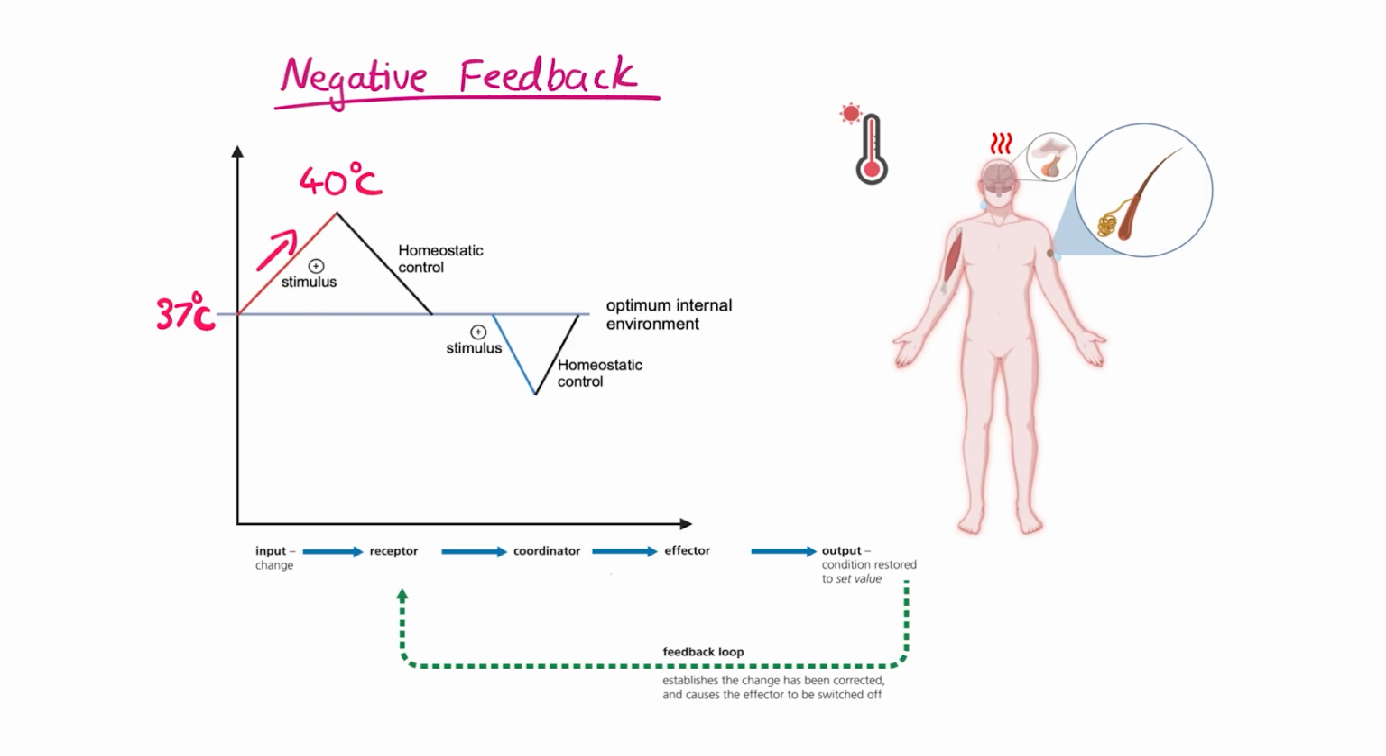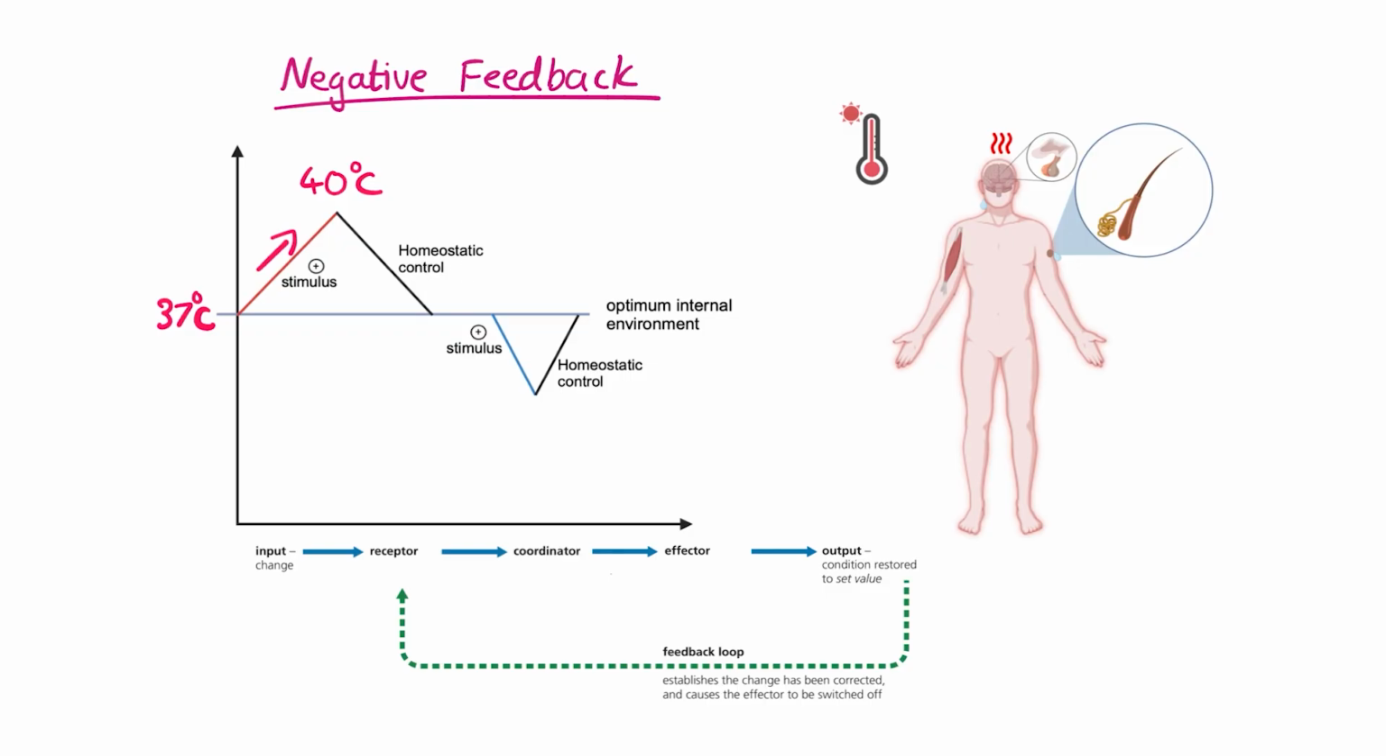This kind of mechanism, where if a factor increases, the body does something to decrease it again, and if it decreases, the body does something to increase it again, is called a negative feedback loop or negative feedback response, and this is the mechanism that is used for homeostasis.